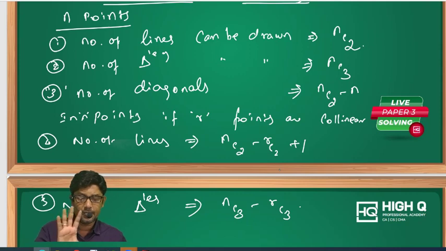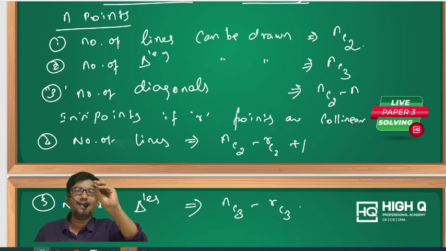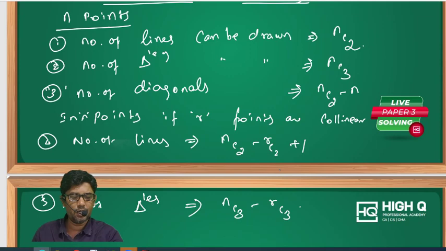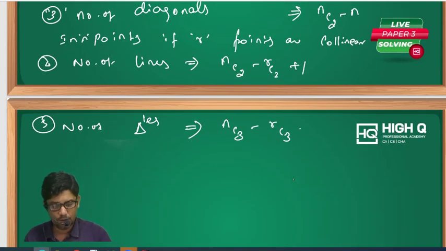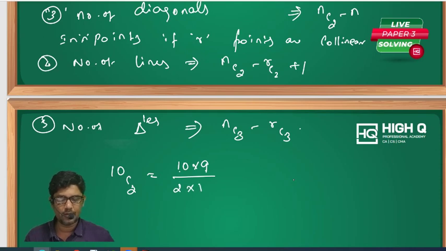If you remember it, what is the advantage? I'll tell you. If there are 10 points and they ask you to find the number of straight lines that can be drawn, what will you do, my dear? 10C2. How to find 10C2? From 10 we write two consecutive numbers, 10 and 9, divided by 2 into 1. This is our 10C2.